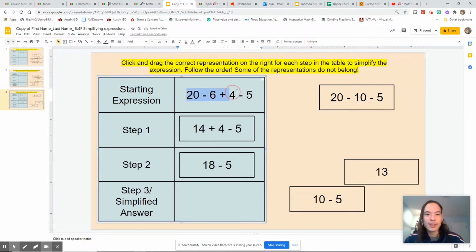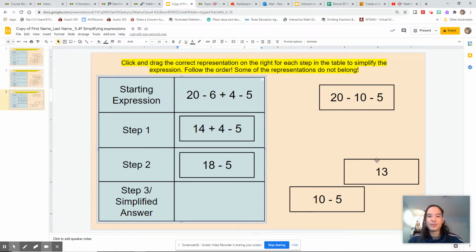Like we said in class yesterday, if you are 13 years old, you could tell someone that you are 20 minus 6 plus 4 minus 5 years old, and you wouldn't be wrong. You'd just be giving them a long math problem. To be a little bit nicer, you could say I'm 14 plus 4 minus 5 years old, which would still be the value of 13, but is still a mouthful to say in a math problem for someone to figure out. Next, you could say I'm 18 minus 5.